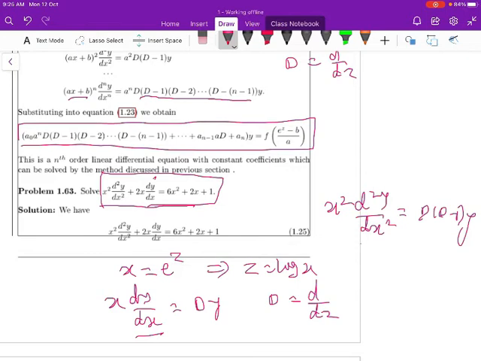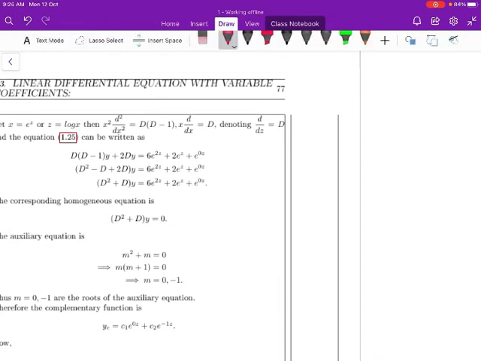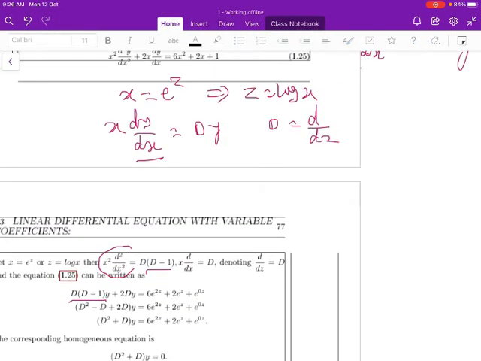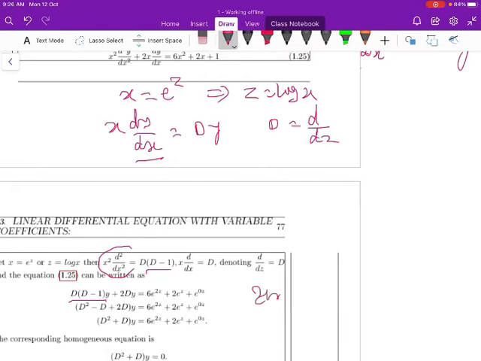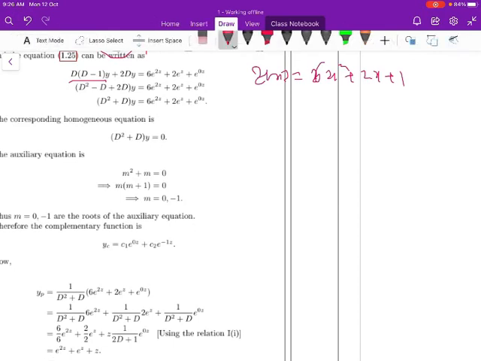Substituting x dy/dx and x² d²y/dx² in the given equation 1.25, we get: for this term, x² d²y/dx² is D(D-1)y, and x dy/dx is Dy. So that is D(D-1)y + 2Dy equal to f(x), that is 6x² + 2x + 1.